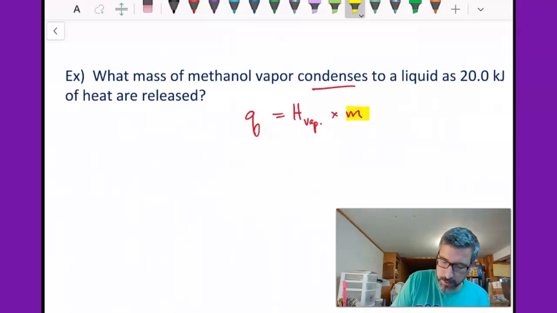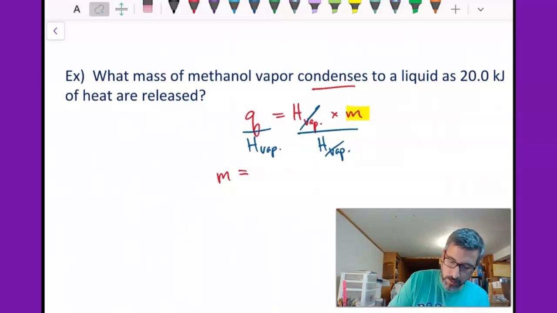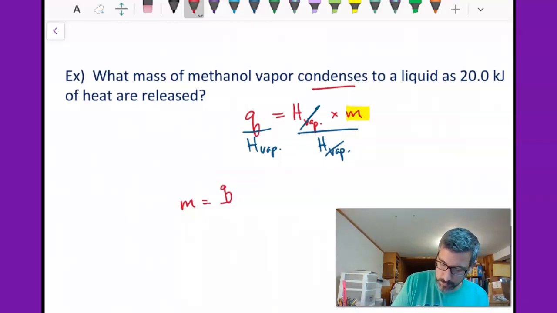So we're going to rearrange our equation to say that mass equals what? Well, we got to rearrange. So if mass is being multiplied by HVAP, then to get mass by itself, we got to divide both sides by HVAP, or heat of vaporization. So mass equals Q over heat of vaporization.